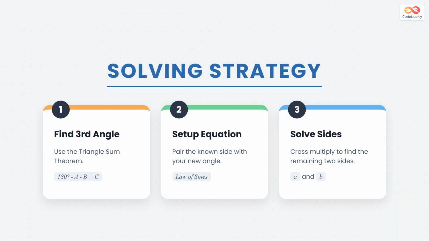Here is our three-step strategy. First, we will find the third missing angle using the 180-degree rule. Second, we will set up the law of sines equation. And third, we will use algebra to solve for the remaining two sides.